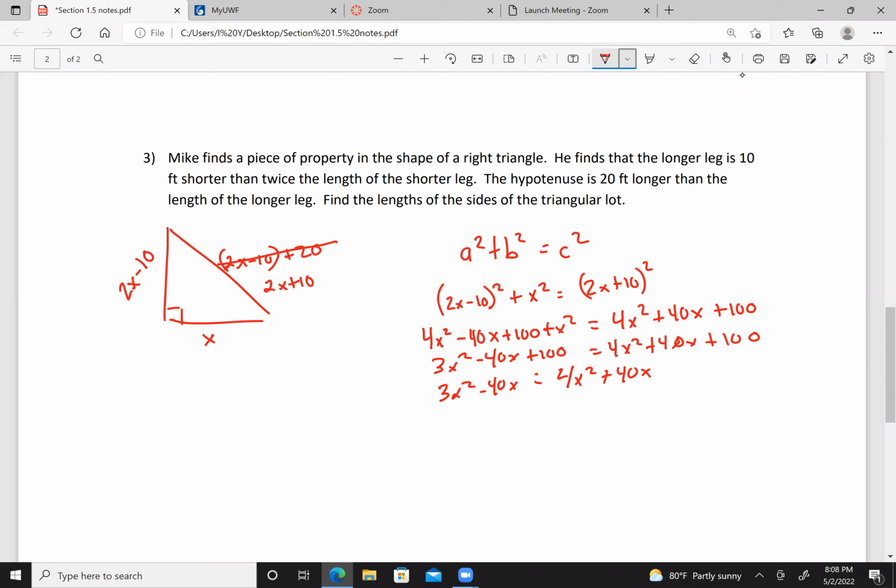Then I can subtract 3x squared from both sides. That gives me x squared over here. And add 40x, I have plus 80x equals 0. I can factor this as x times x plus 80 equals 0, which means that x equals 0 or x plus 80 equals 0, and we have an issue.